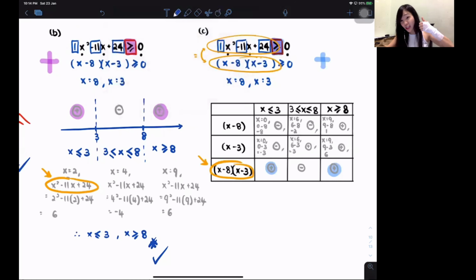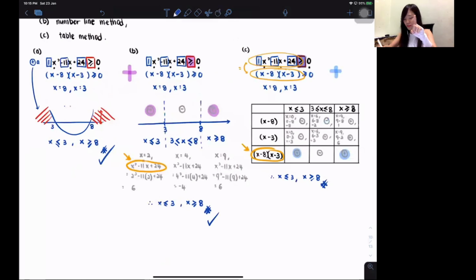So these 2 parts, how do you guys write the answer? This part is under this one answer. So isn't it x smaller than or equal to 3? And this positive, isn't it, is under this column. Isn't it x bigger than or equal to 8? That's most important. Is this answer same as the B? Yes. Is it same as the A? Yes. Are these 3 methods the same answer? Yes. Yay! Hopefully you guys understand.